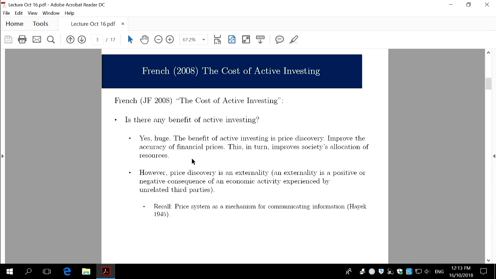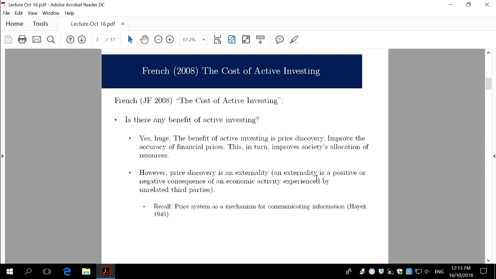At the end of the day, this allocation of resources depends on those active investors to collect the information and to do trading, right? However, this huge benefit is, in economics, called an externality. So what is externality?